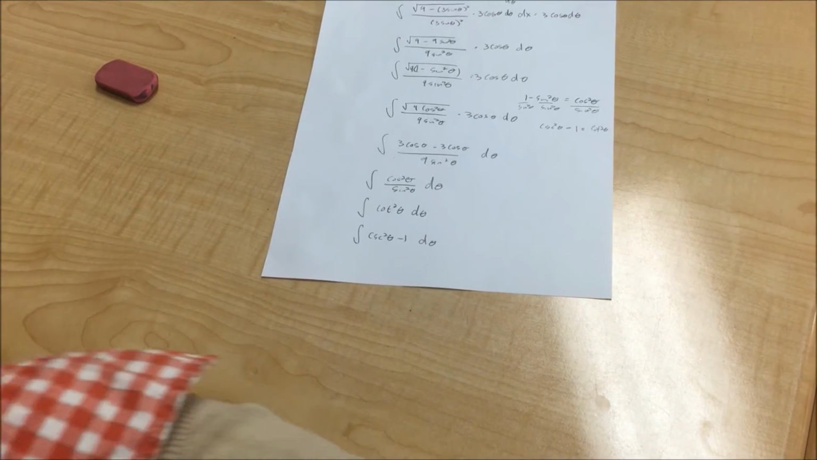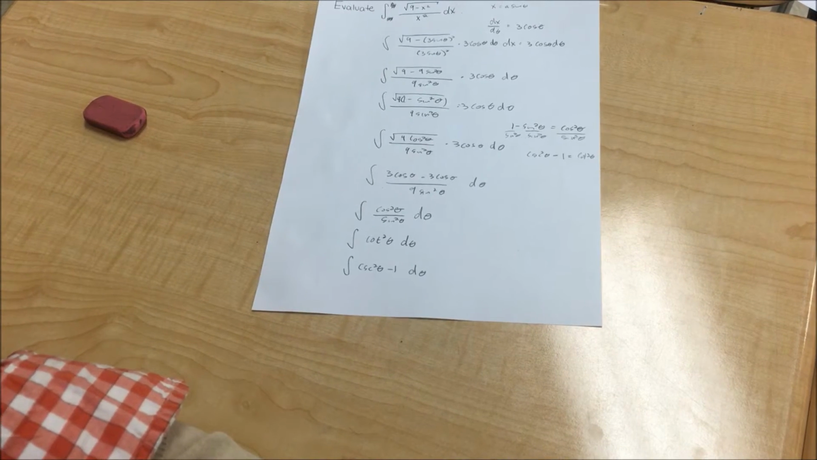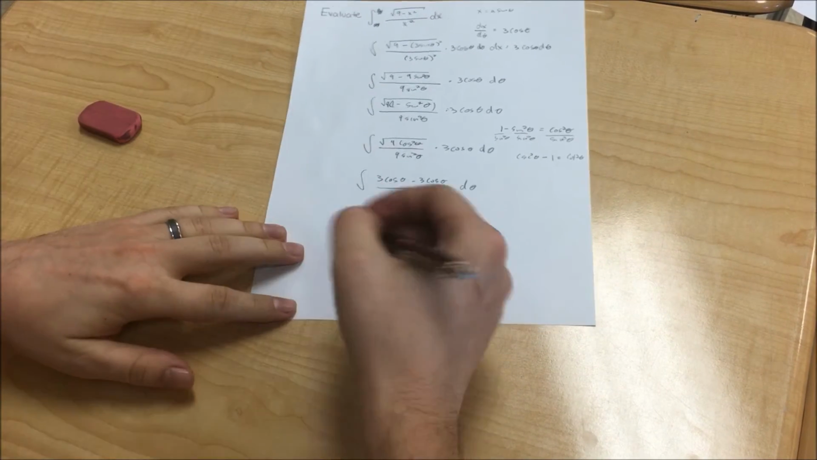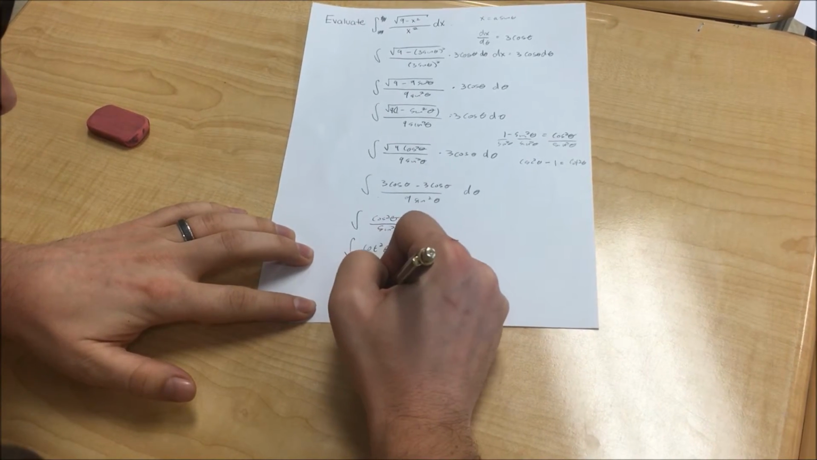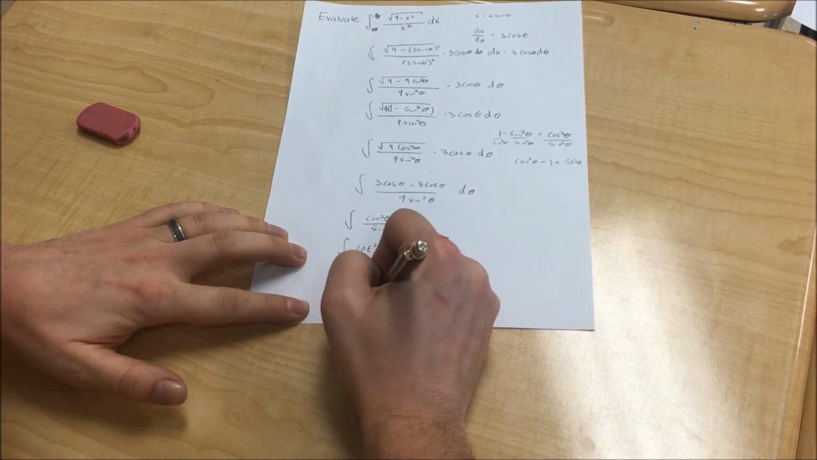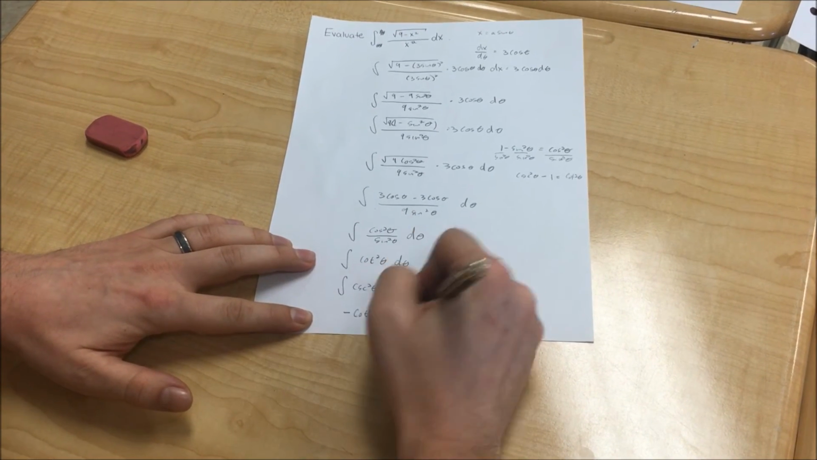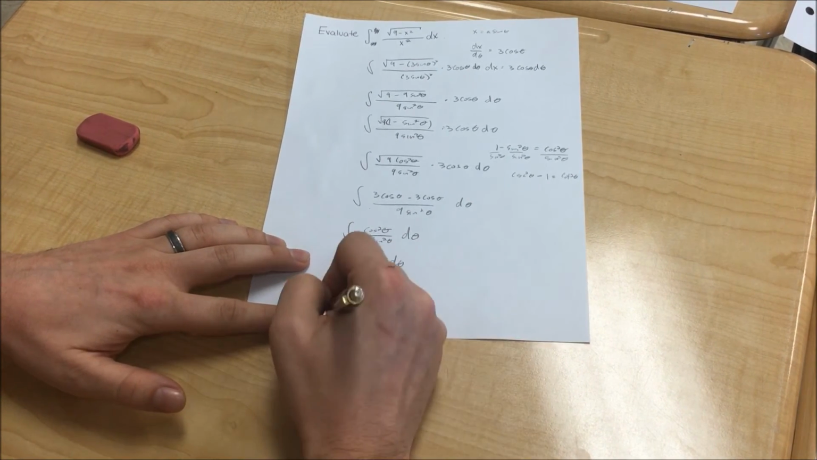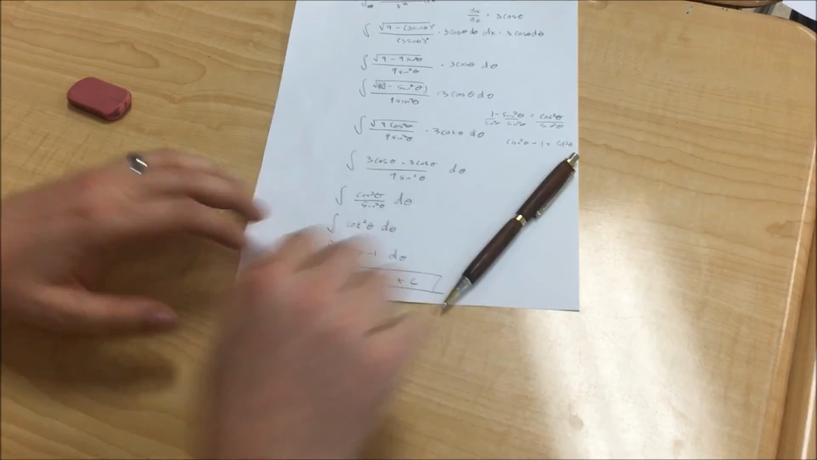Now, the antiderivative of cosecant squared theta minus 1 is, well, the antiderivative of cosecant squared theta is negative cotangent theta. The antiderivative of 1 is just theta, plus c. I think. Yes. Boom.